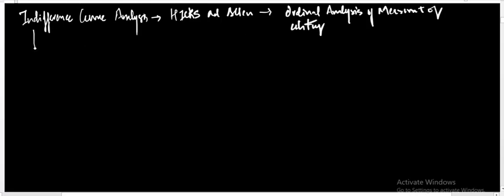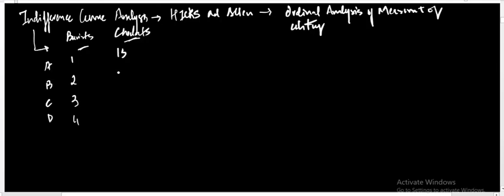Now, the basic idea behind this indifference curve is that, say for example, I have two commodities, biscuits and chocolates. Now, if I combine them into different baskets, say for example A, B, C and D, combining in such a way, say for example 15, 13, 10 and 8.